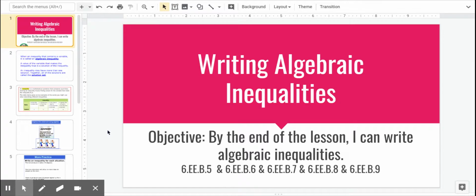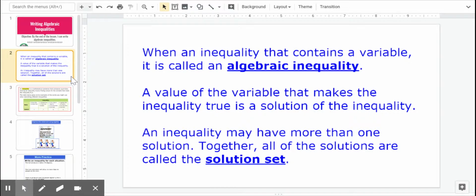So today we're going to talk about writing algebraic inequalities. By the end of the lesson, we're going to hopefully be able to write algebraic inequalities. So to start, what is an algebraic inequality? Well, when an inequality contains a variable, it's going to be called an algebraic inequality.